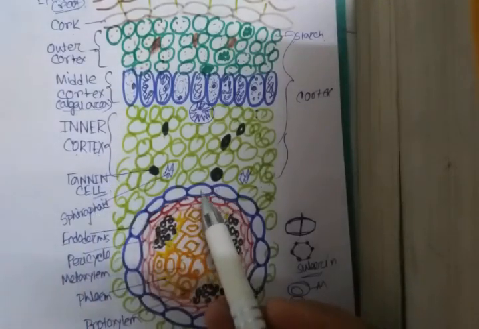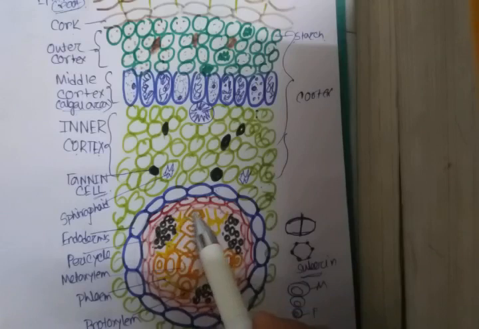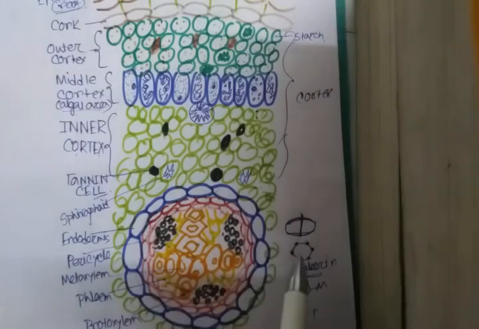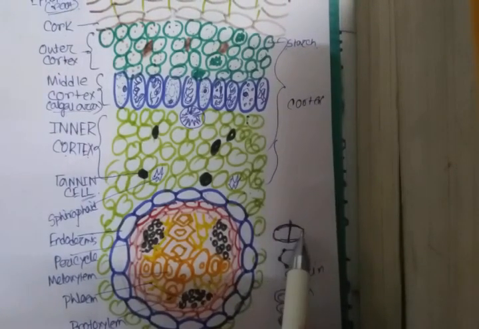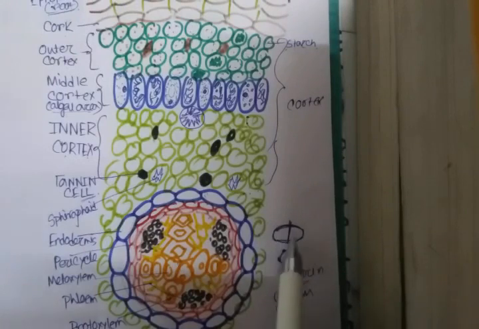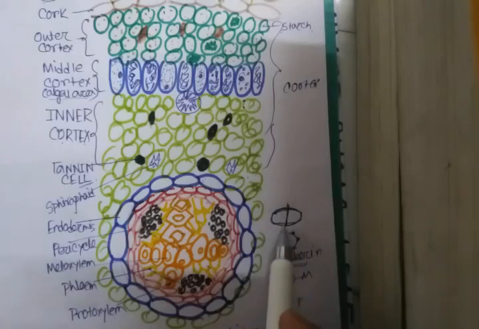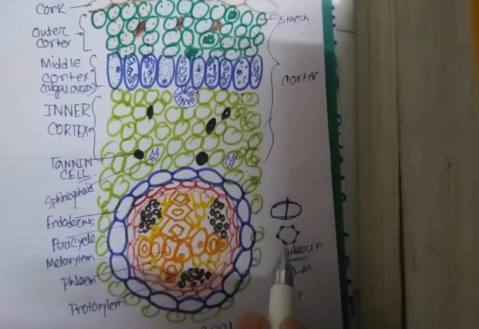And after this, the innermost layer of the cortex is made up of barrel-shaped cells without any intercellular space, as you can see in my diagram. Barrel-like means the tip portion is narrower and the middle portion is swollen. If we cut sections of the barrel-shaped structure, we can see polygonal shaped cells. And in this part you can see some depositions. This deposition is due to the presence of suberin-like structure.